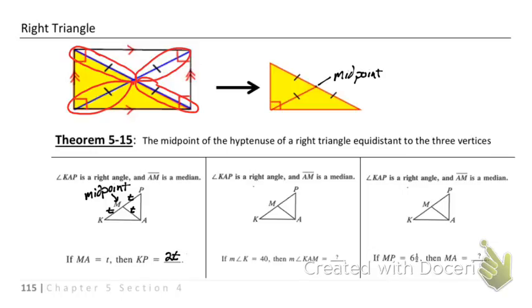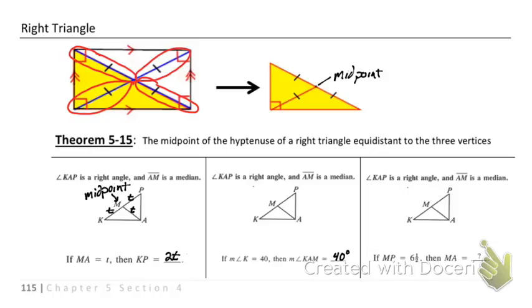Our next one says KAP is a right angle and AM is still a median. If the measure of angle K equals 40, what is the measure of KAM? Evan. 100 degrees. Okay, KAM? Oh, 40. Okay, that's the wrong one. You found KMA. Yeah, absolutely. Wouldn't it be 50? We'll find out.